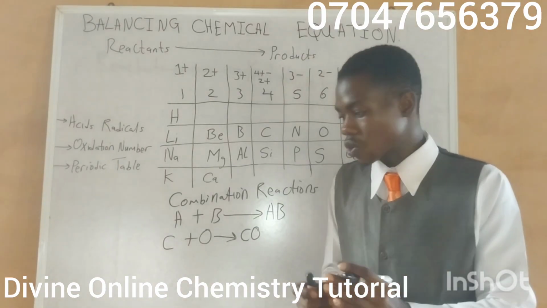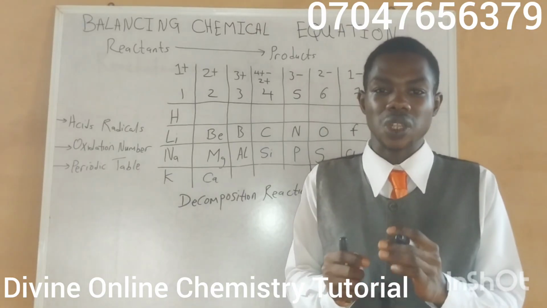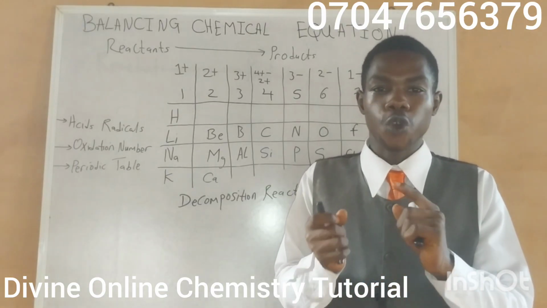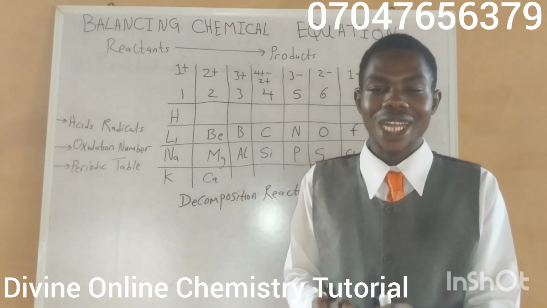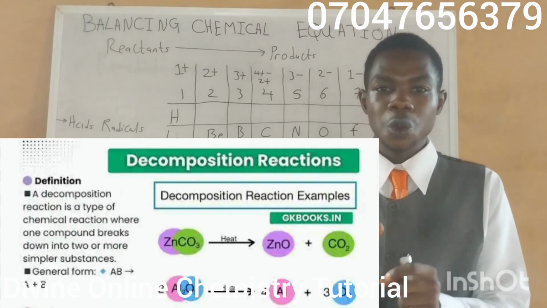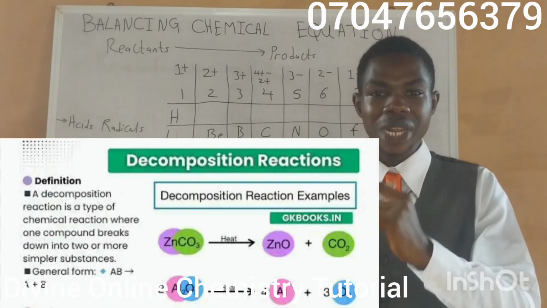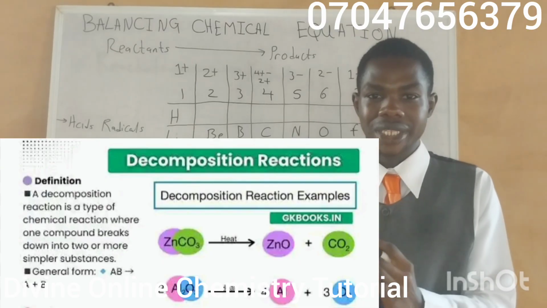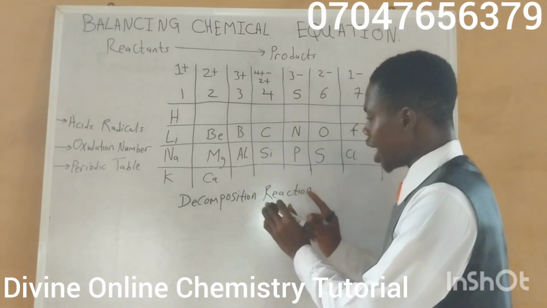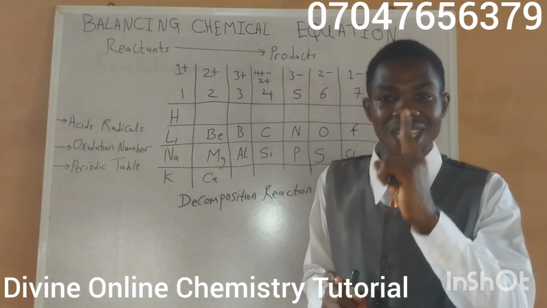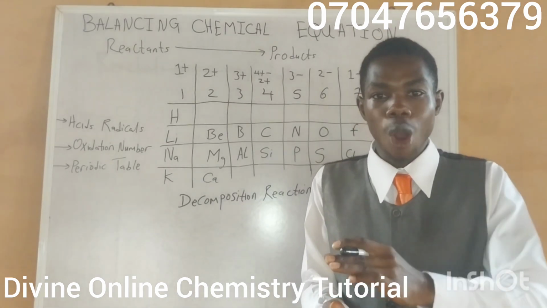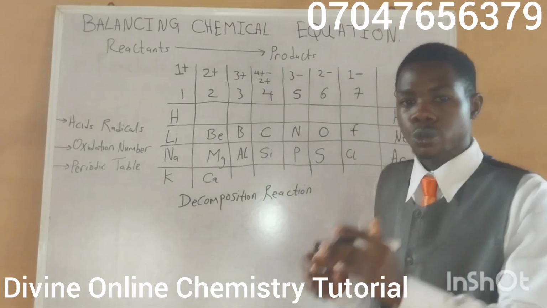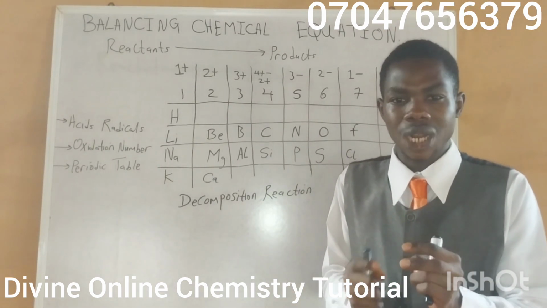Please take note that decomposition reaction is the inverse of combination reaction. Decomposition reaction is the process whereby a single compound breaks down into two or more smaller compounds or elements. So in decomposition reaction, just a single compound decomposes or breaks down to form two or more smaller elements or smaller compounds.